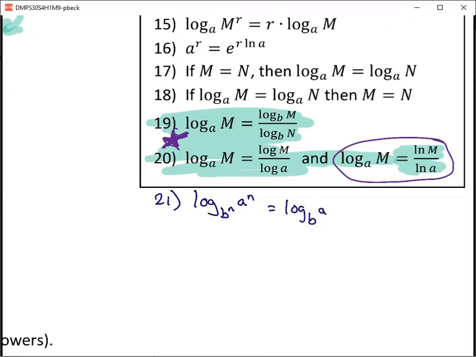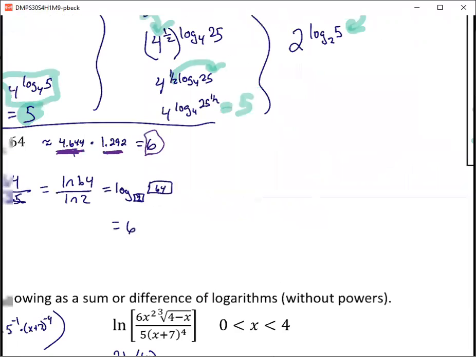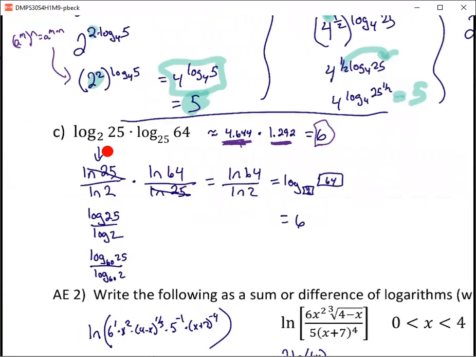What I'm going to be doing for this problem is I'm going to do just that. So I'm going to turn log base 2 of 25 into the natural log of 25 over the natural log of 2. Do the same thing for log base 25 of 64, natural log of 64 over natural log of 25. So again, that's a change of base, and it's an important property that we need to make sure we know very well. In doing so, what you should see is these natural log of 25s reduce to 1.